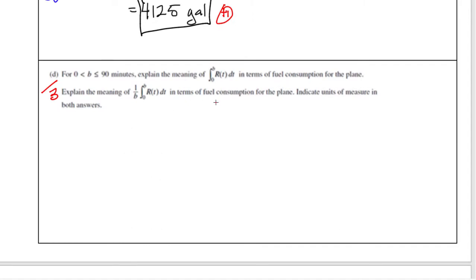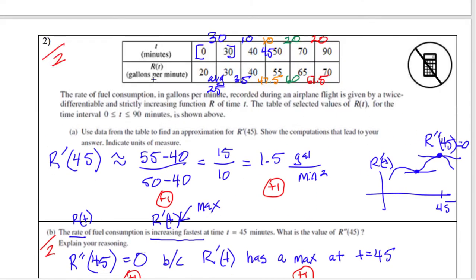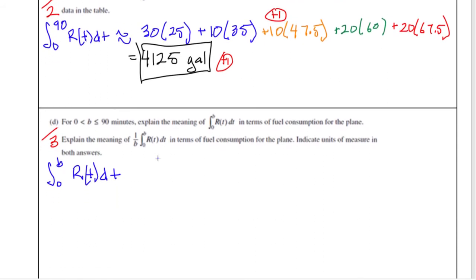So for 2D, we're going to explain the meaning of the integral between 0 and b of capital R of t dt. R of t, again, is a rate. I can tell that because it's gallons per minute. So I'm taking the integral of a rate, and we've talked about this many times. The integral of a rate is just the total amount, the total change.